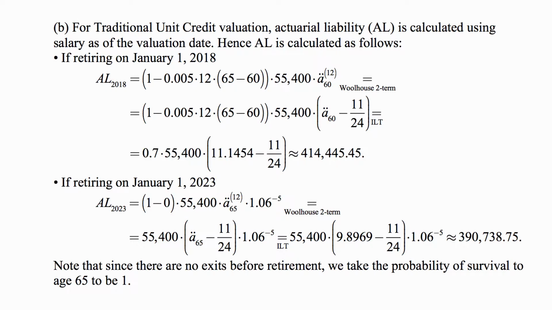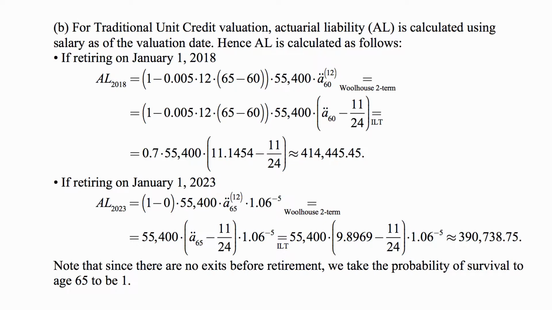Now, if she retires on January 1st, 2023 at normal retirement age, there is no reduction, so the reduction factor is 1 minus 0, so really 1, times the annual benefit of 55,400 times a double dot 65 upper 12. That gives us the actuarial present value at the time of retirement of the benefits that she will receive. But because we're doing the valuation 5 years before that, we need to discount it at 6%. And the problem actually tells us that there are no exits before retirement. So this is just multiplied by the interest discount factor over 5 years. So it's accounting only for interest, not for probability of survival.